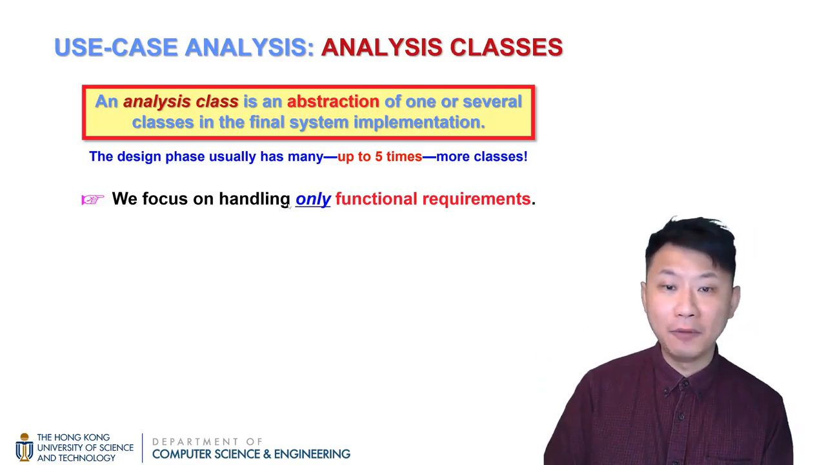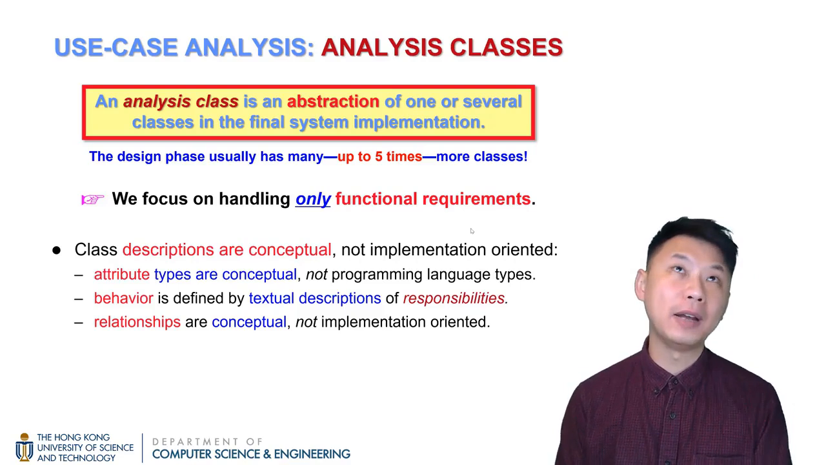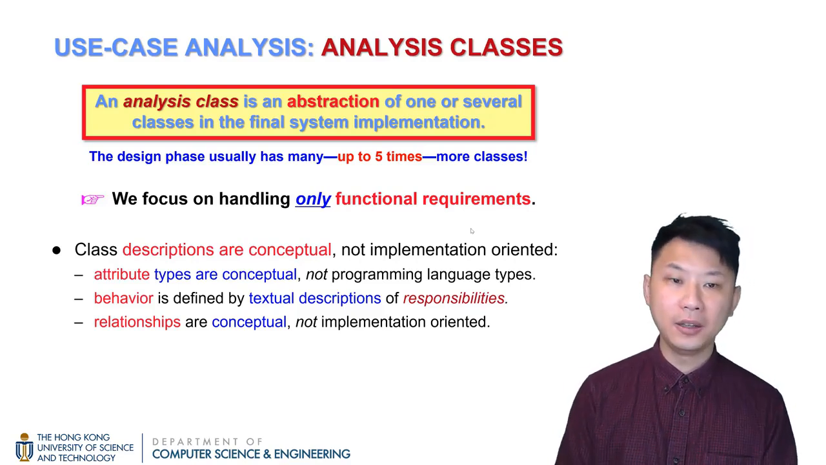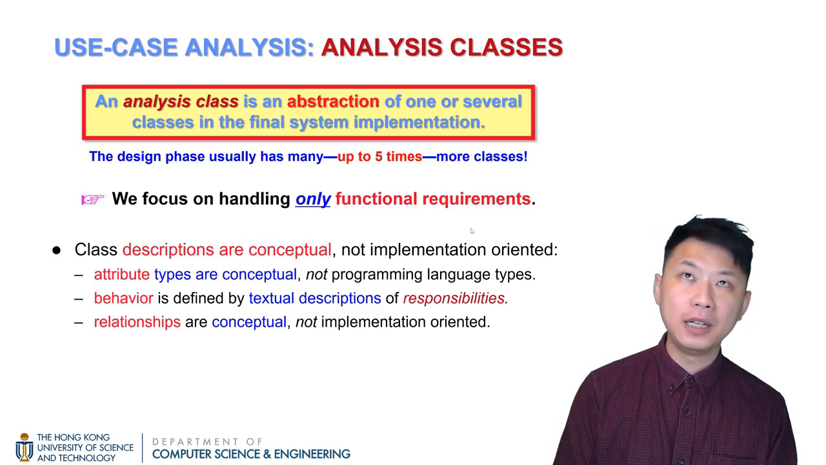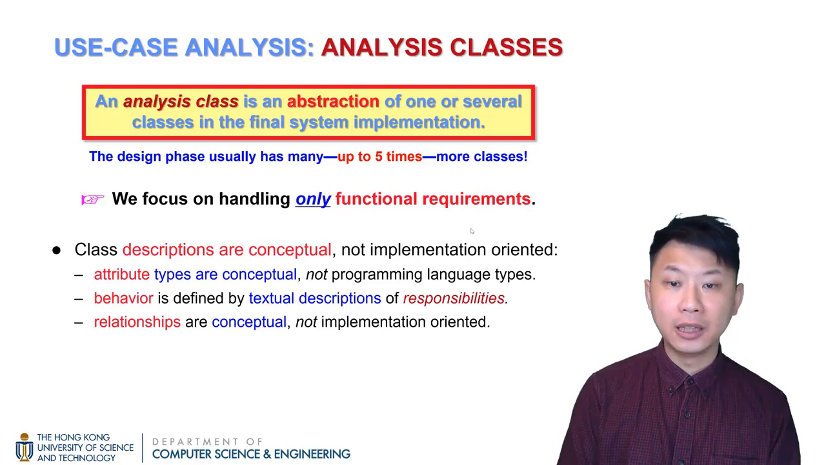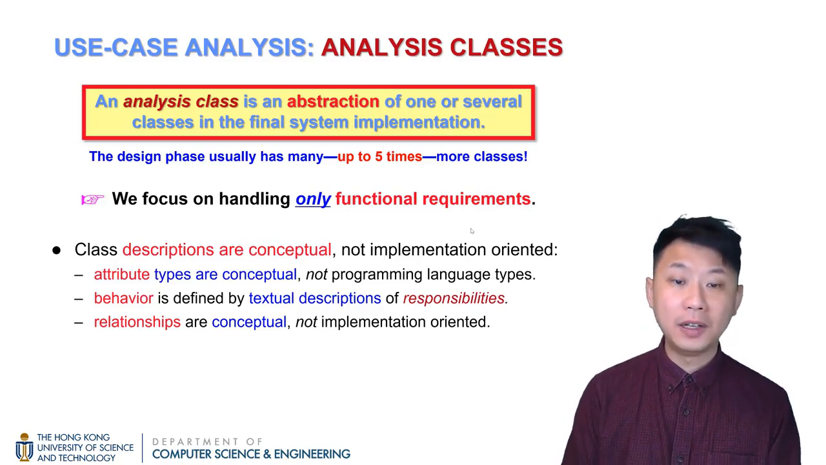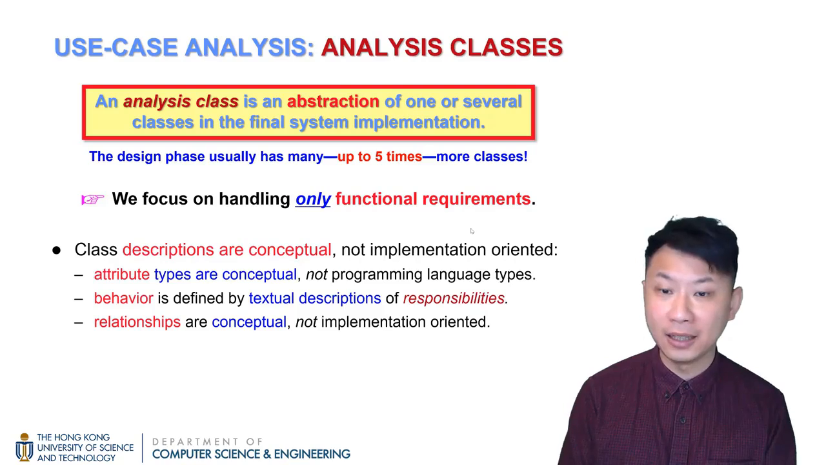So that's why here I say we focus on functional requirements. And notice that the class descriptions that we use for analysis classes are conceptual, but not implementation oriented. Because we are doing abstraction, we try to skip details. And attribute types are conceptual, not programming language types. Behavior is defined by textual descriptions of responsibilities. And relationships are conceptual, not implementation oriented.